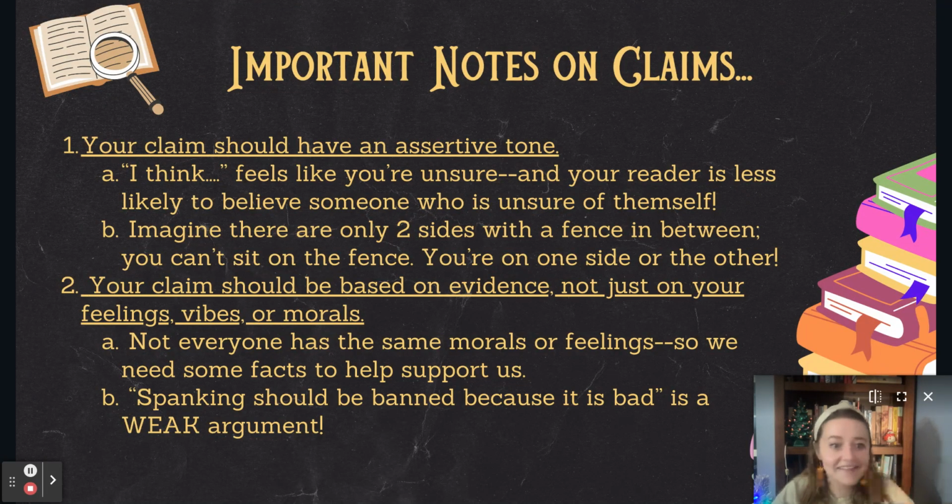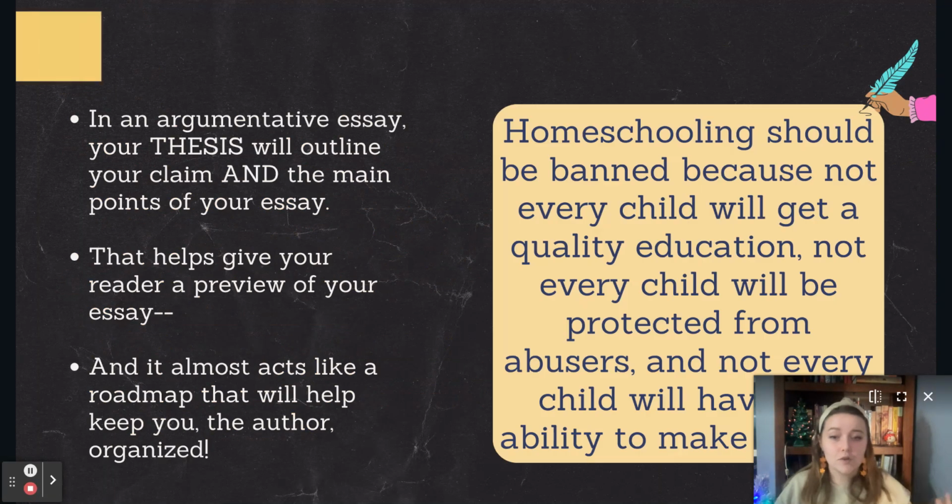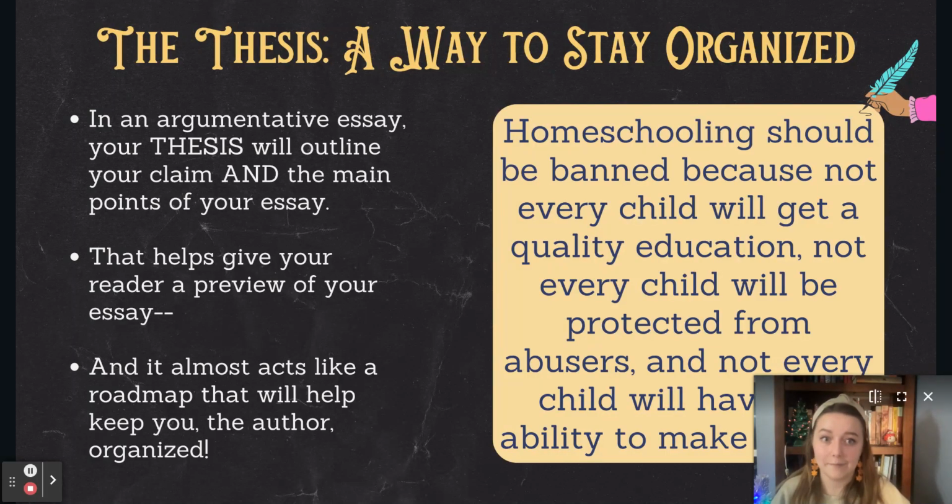Not everyone has the same morals or feelings, so you need facts to help prove your side just in case they have a different moral compass. Spanking should be banned because it is bad, for example, would be a weak argument, right? What if someone doesn't think it's bad? You need to bring in the fact that, like, oh, kids feel this way, and kids who get spanked go to prison more often. That's not a real fact. So make sure you're assertive, make sure you're based on facts.